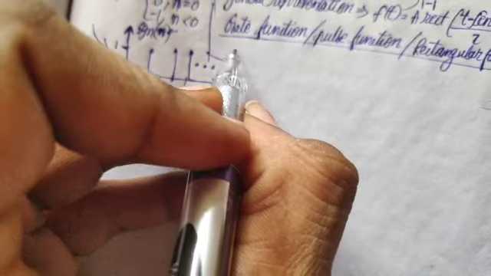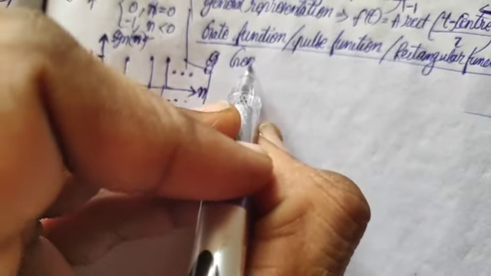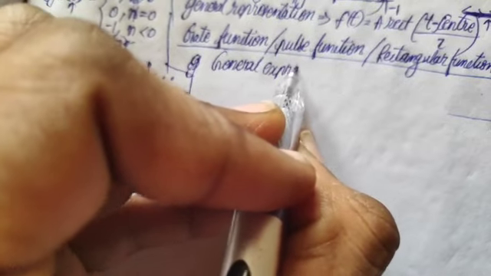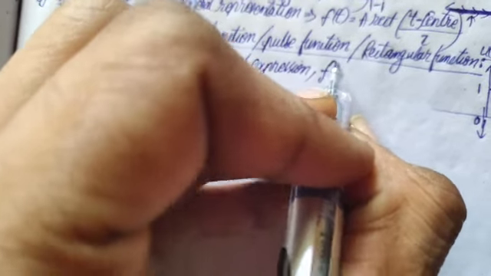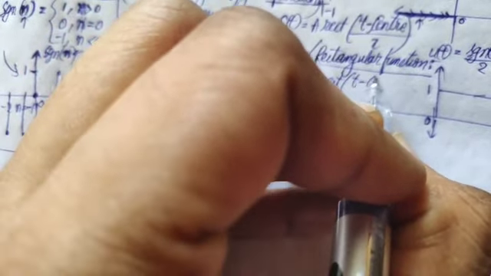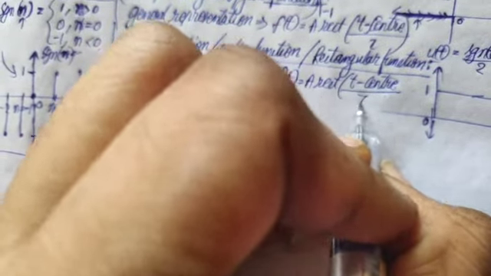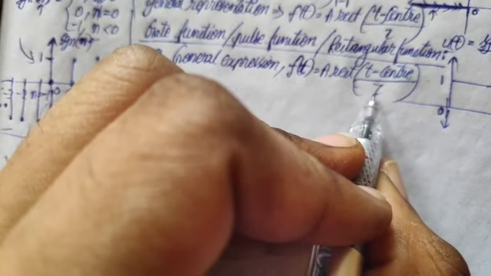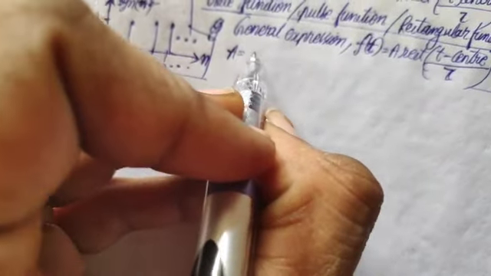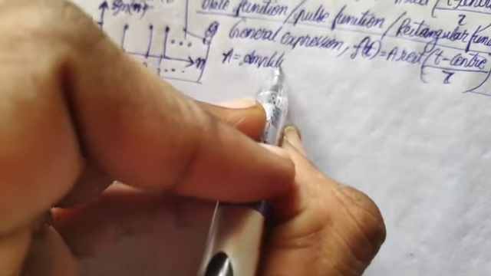Let us express this general expression. Let us name this function as f of t, which is equal to A times rect of (t minus this center) divided by this tau. Now this A is going to be the amplitude, and this tau is the entire width, or the total width. Let us name this A as amplitude and this tau as total width.